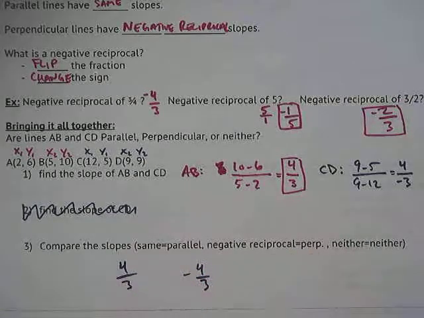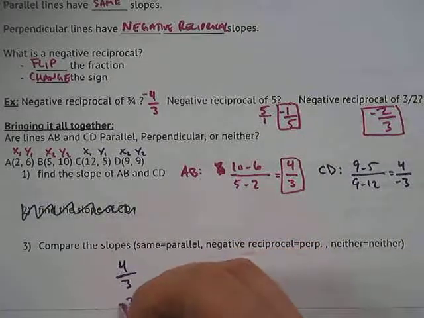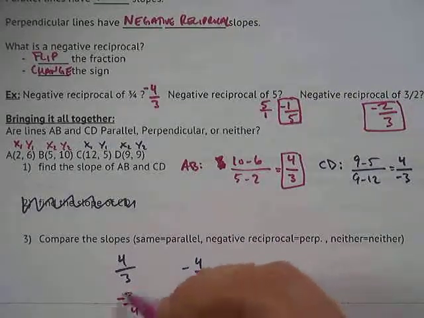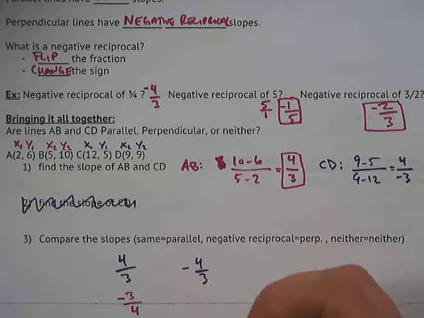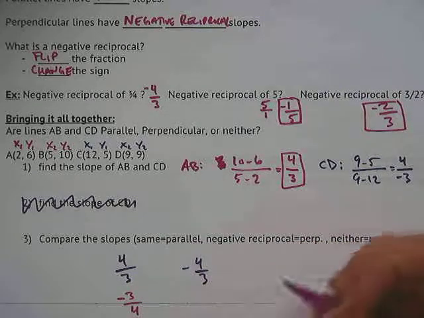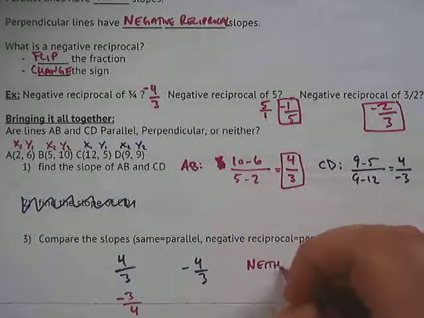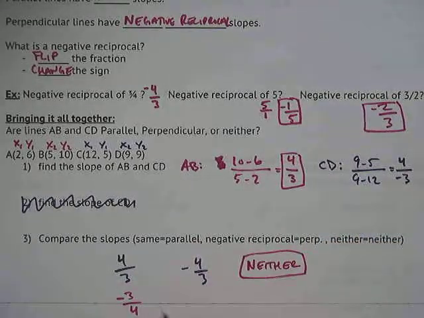If they're perpendicular, they have to be negative reciprocals. So I'm going to take a moment and find the negative reciprocal of 4/3 real quick. To find a negative reciprocal, I have to flip the fraction and change the sign. Flipping the fraction, I get 3/4. Changing the sign, I get -3/4. -3/4 is not the same as -4/3. So they're not negative reciprocals. So these two must be neither.